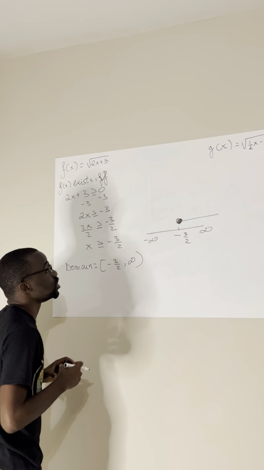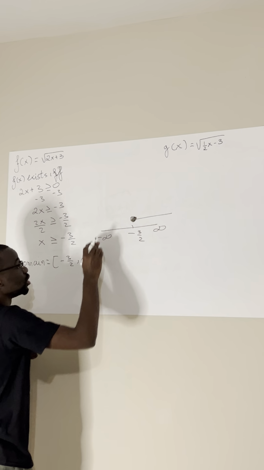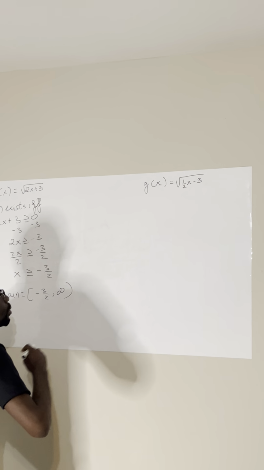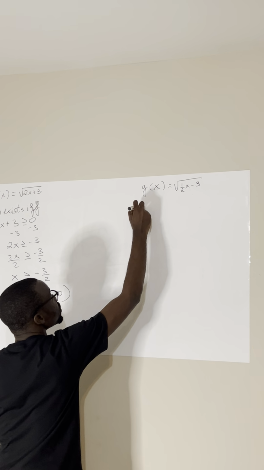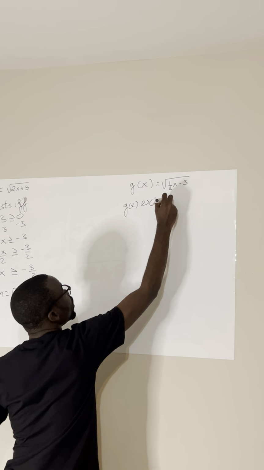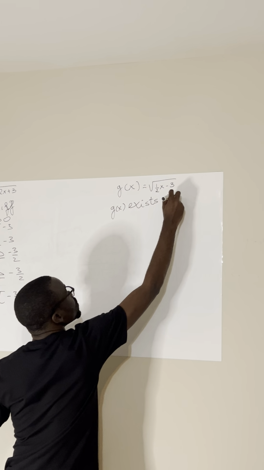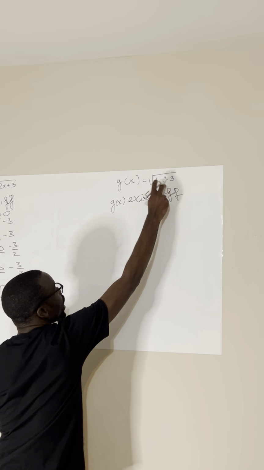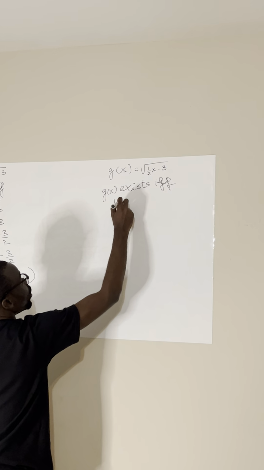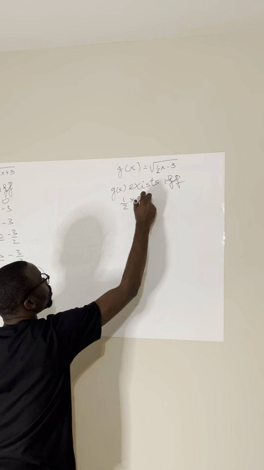Now let's look at g of x. It's really the same approach. g of x exists if and only if whatever is inside the square root has to be greater or equal to 0.